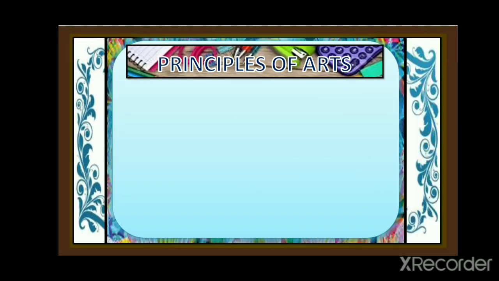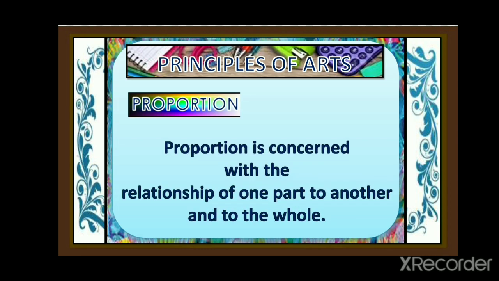Next is the principle of art called proportion. What is proportion? Proportion is concerned with the relationship of one part to another and to the whole. The principle of proportion is not limited to size, but elements such as color can be used in differing proportions to create emphasis.